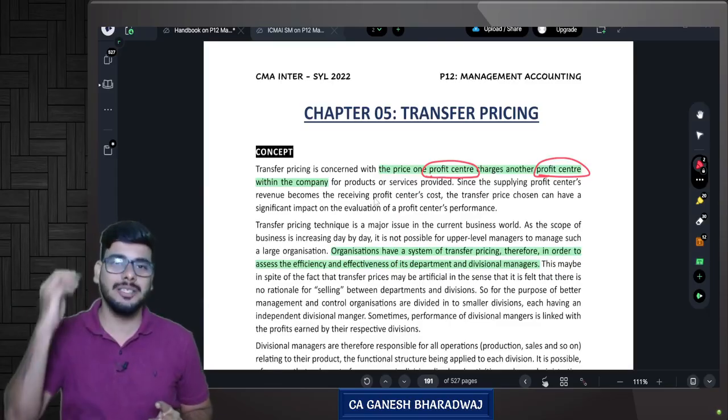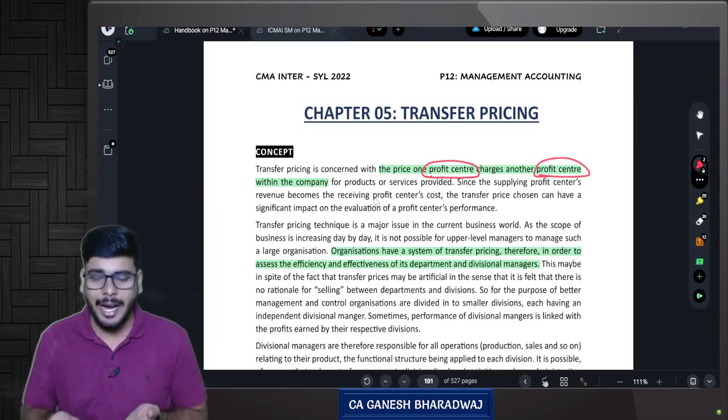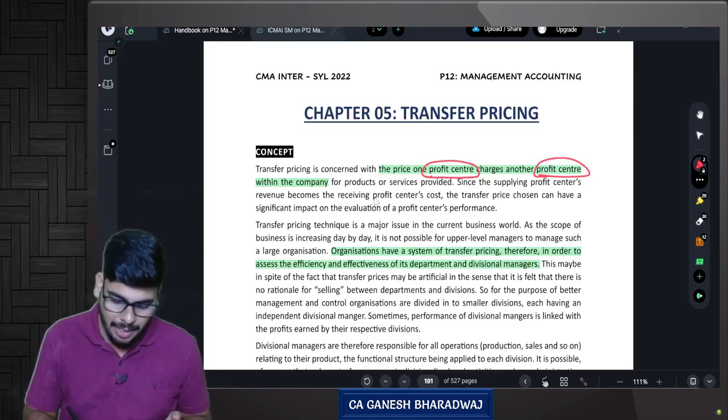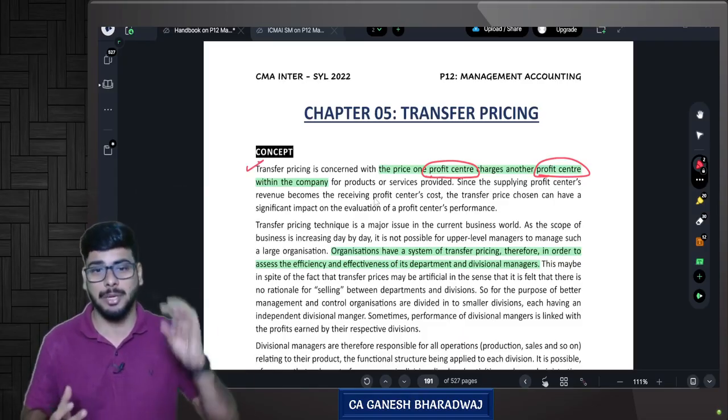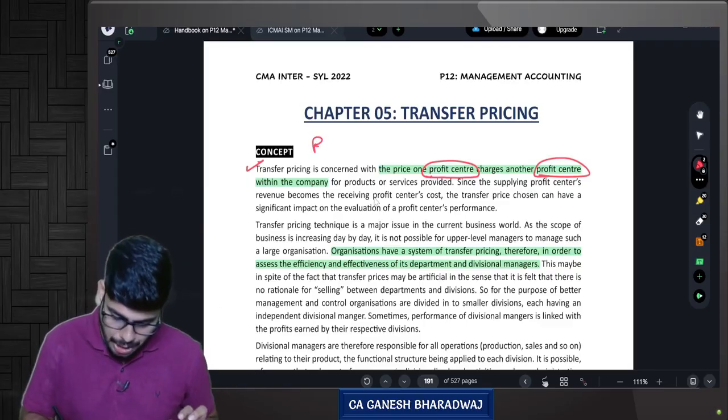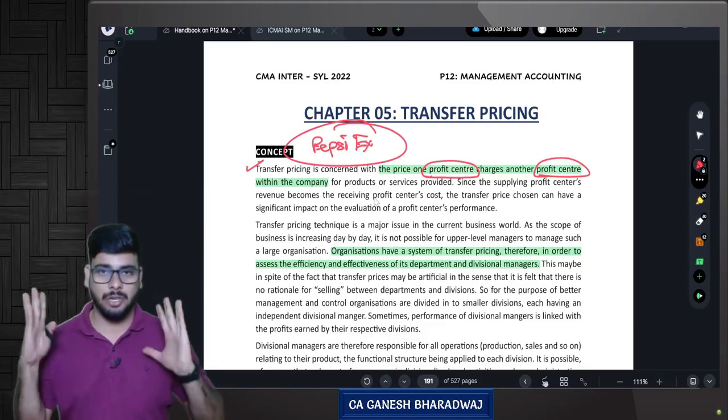Why? Because of transfer price. Now, if you directly read this in the very first line of this chapter, they have mentioned profit center and all. Will you be able to understand without the example? So remember the Pepsi example. This Pepsi example is a must for you to enter into this chapter called transfer pricing.